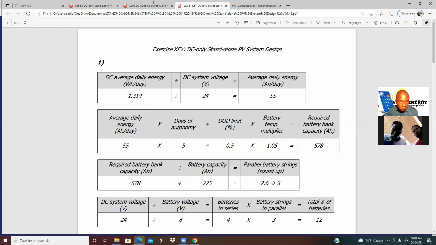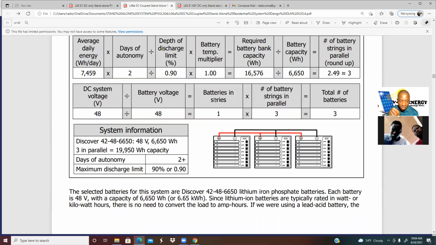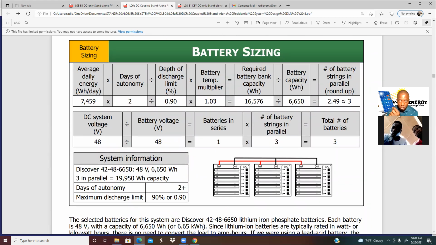Okay. Let's move back here. All right. This is sweet. Now let's move right back here. We have your depth of discharge of 90%. The battery temperature multiplier is 1.00. The battery will tell you the multiplier on the specs of the battery. They tell you the temperature multiplier of the battery.